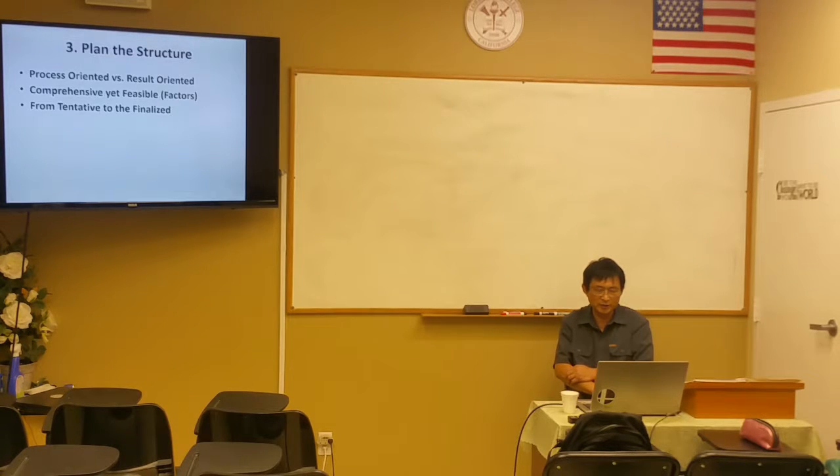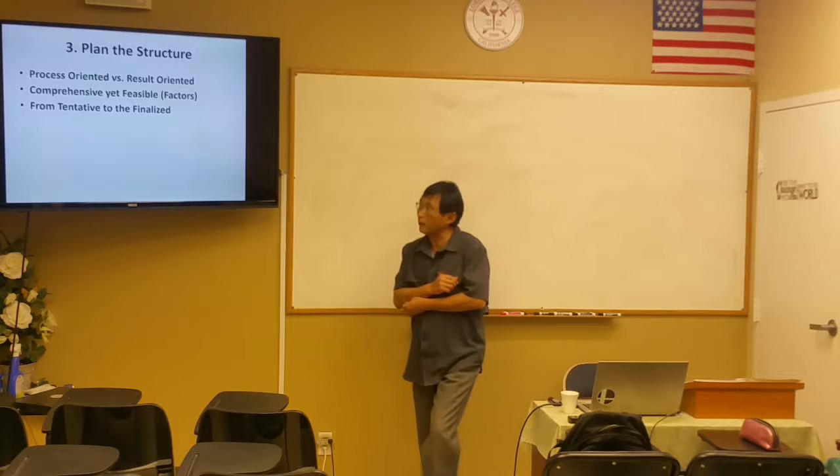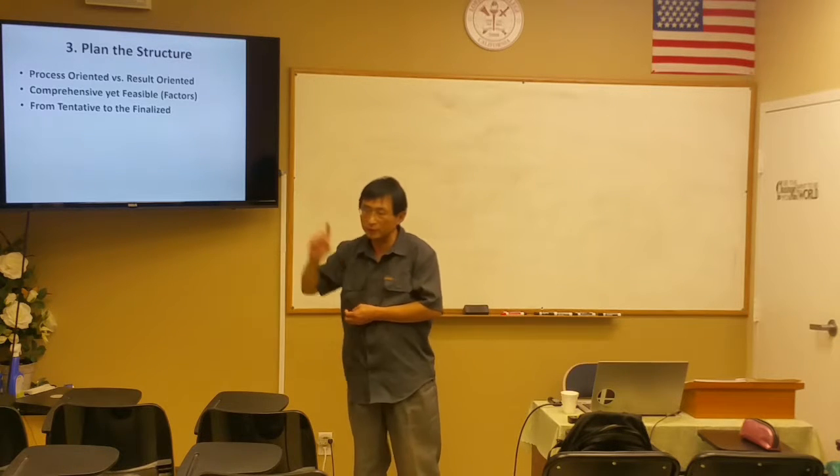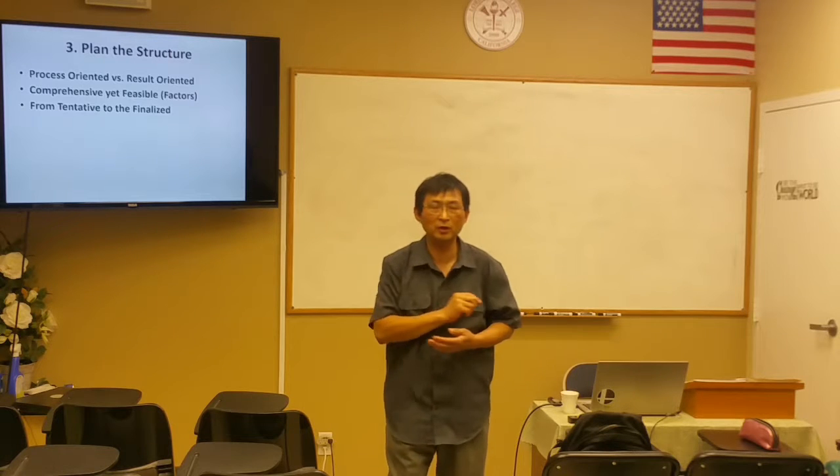We're going to talk about this later, but when you have a strategy, you need to have people and then structure. So plan the structure. There are several ways to plan the structure, and they can be process-oriented or result-oriented. Some people are more process-oriented, and some people are more result-oriented.